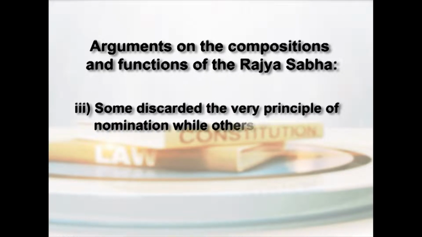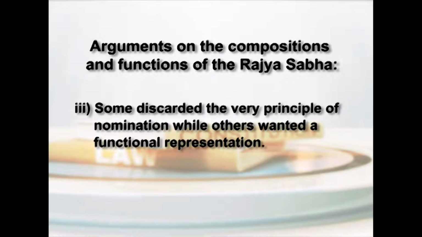Again, there were some who discarded the very principle of nomination, while there were many who wanted a functional representation. Despite severe discontentment among the members of the Constituent Assembly, however, it was found that not several modifications were required to be made. Now, let us see the composition of the House, the Council of States.